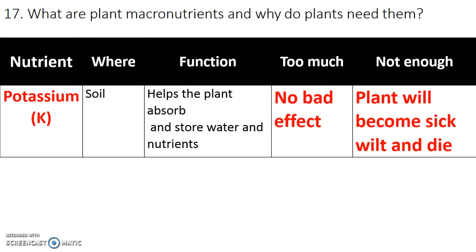Last is potassium. Another macronutrient found in soil, therefore another macronutrient that we add to plants in fertilizer. Macronutrients help the plants absorb and store water and nutrients. Too much potassium isn't a bad thing. It really has no bad effects on the plants. However, without enough phosphorus, plants will become sick, wilt, meaning they droop and lose all their water, and then they eventually die.